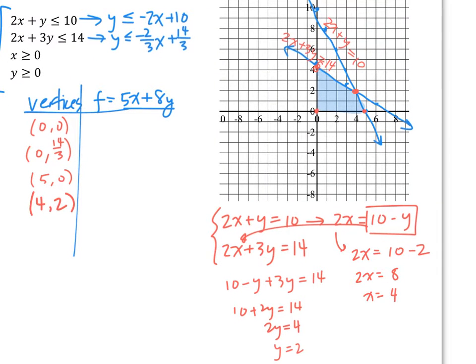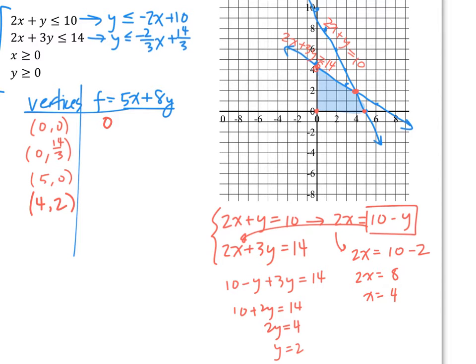So out of these 4 points, we are trying to figure out which one is going to maximize and which one is going to minimize my objective function. The objective function is actually given to me, 5x plus 8y. So what I'm going to do is plug all those points into 5x plus 8y. First one is very easy, 0. The second one, not as easy.